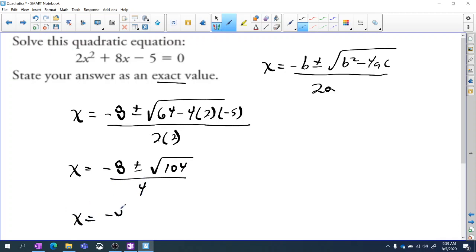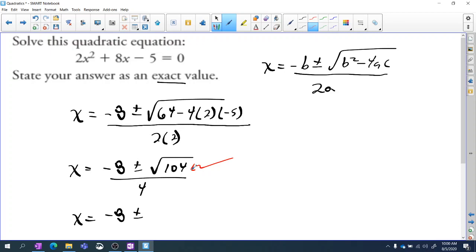X equals negative 8 plus or minus. Now, at this point, because we haven't done our unit on radicals yet, and many students from grade 10 are really rusty on their radical work, they may not recall how to simplify this radical. I'm going to do it, but at this point in the course, I probably wouldn't penalize you for not reducing the radical any further. But the square root of 104 will reduce by splitting it into a perfect square that's a factor of it. I'll show you what I mean by that.